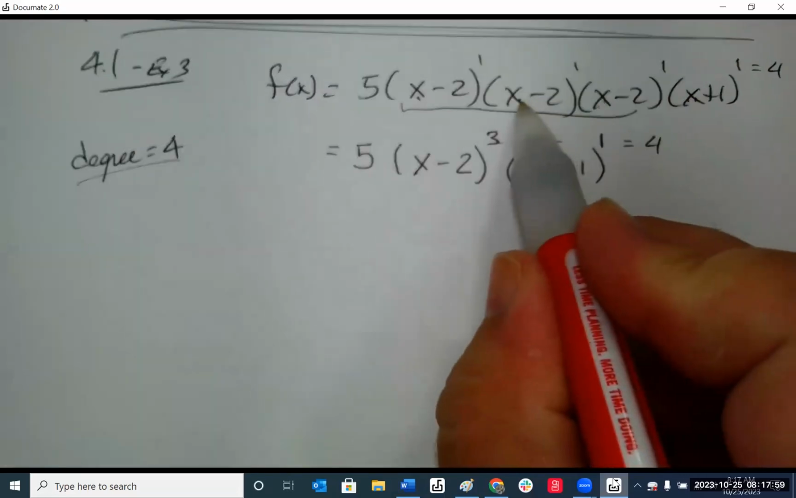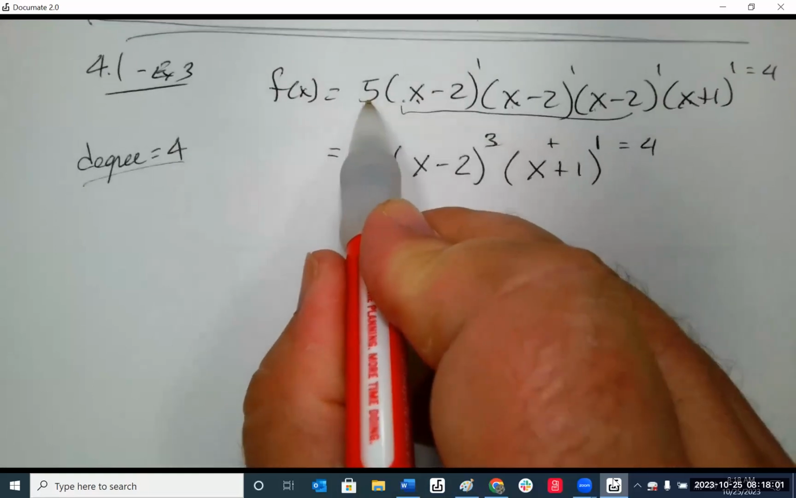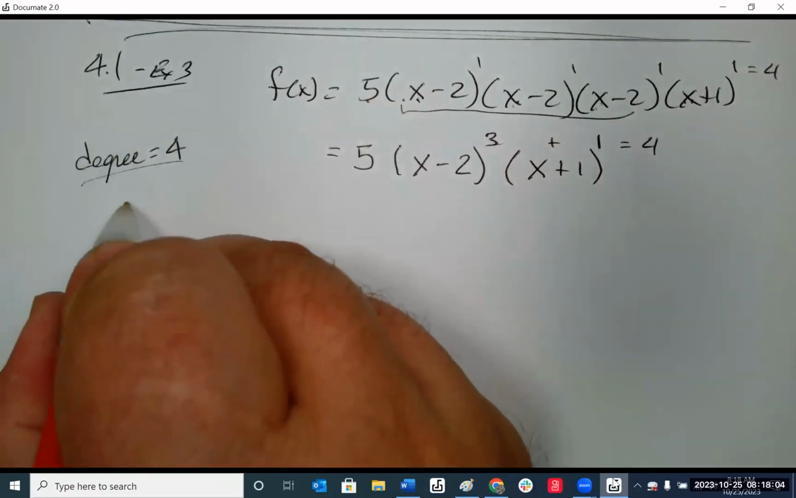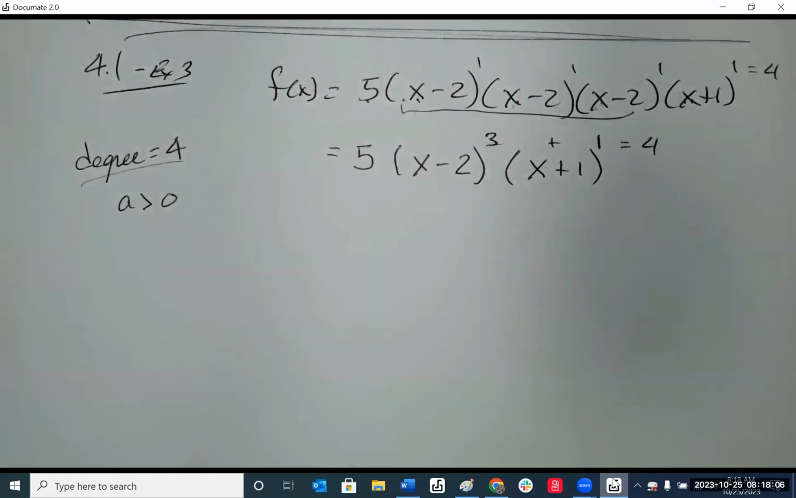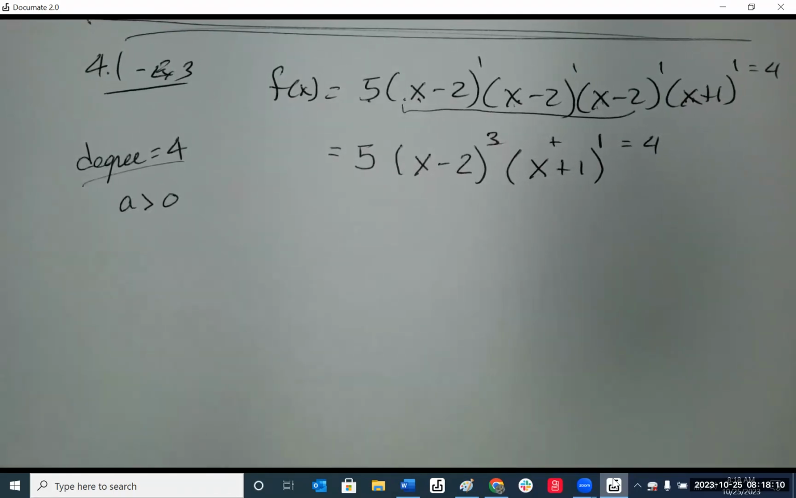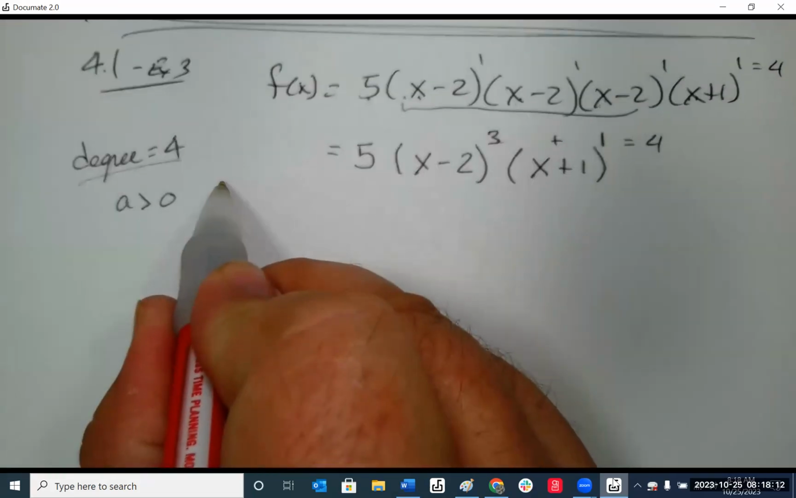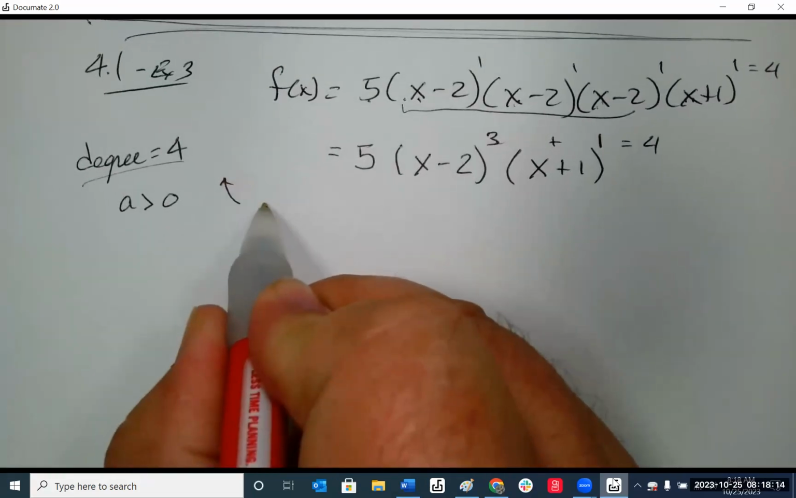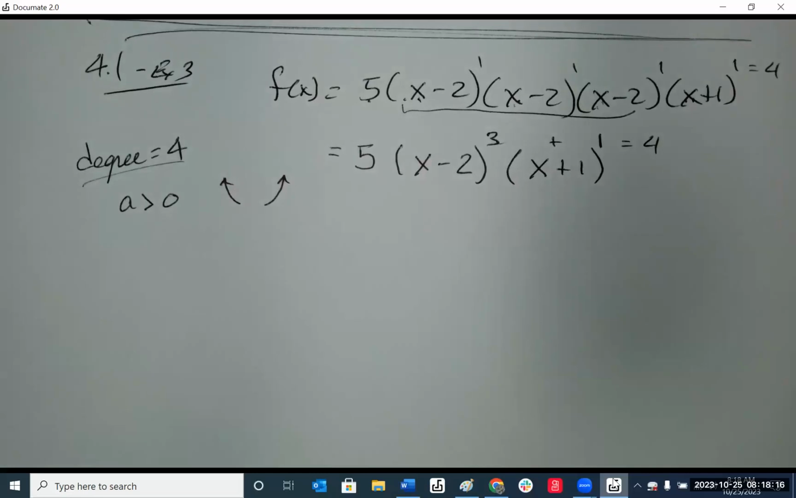Since the leading term of x and the coefficient are all positive, we know a is greater than 0. So thanks to the leading term test, we know our graph will look something like this.